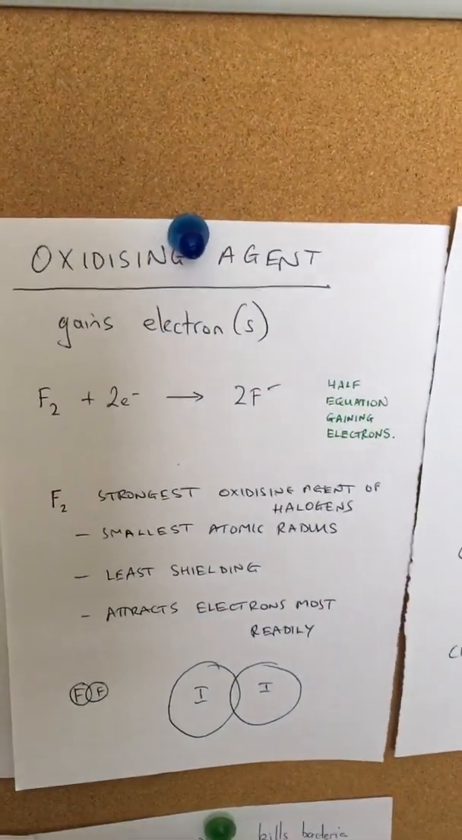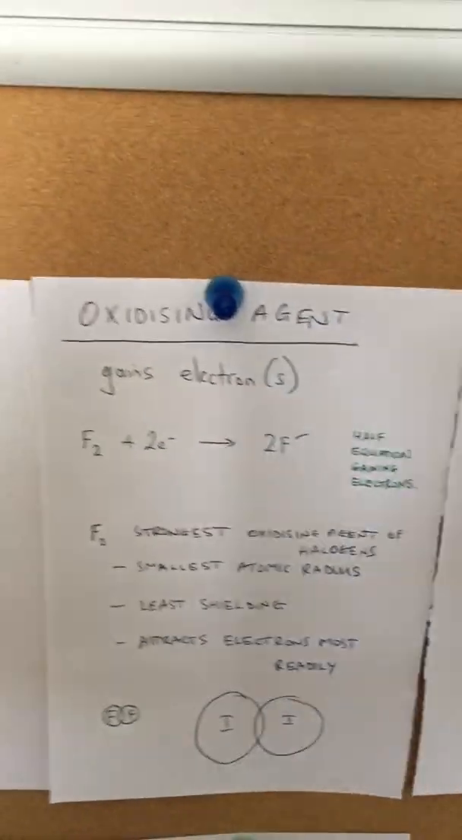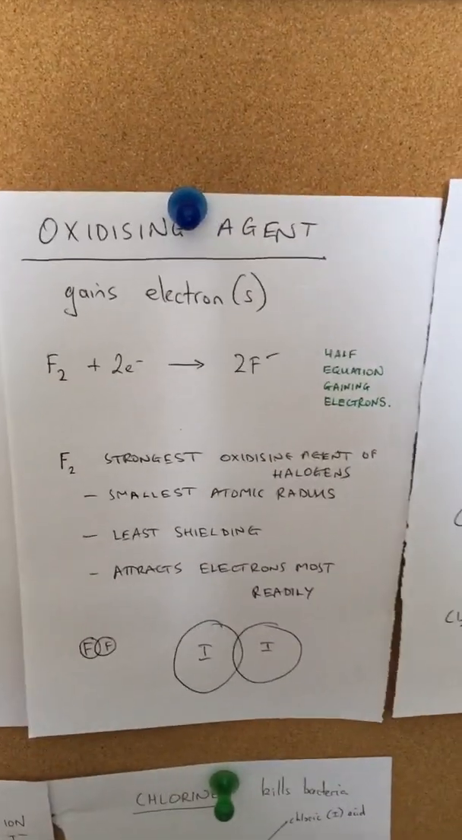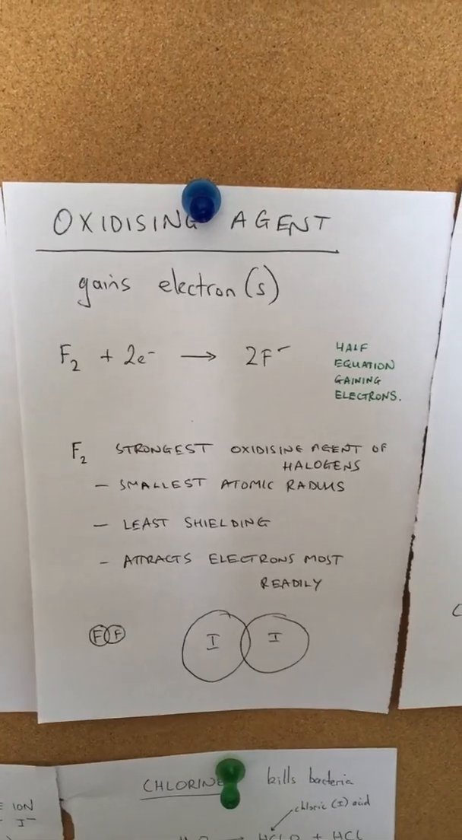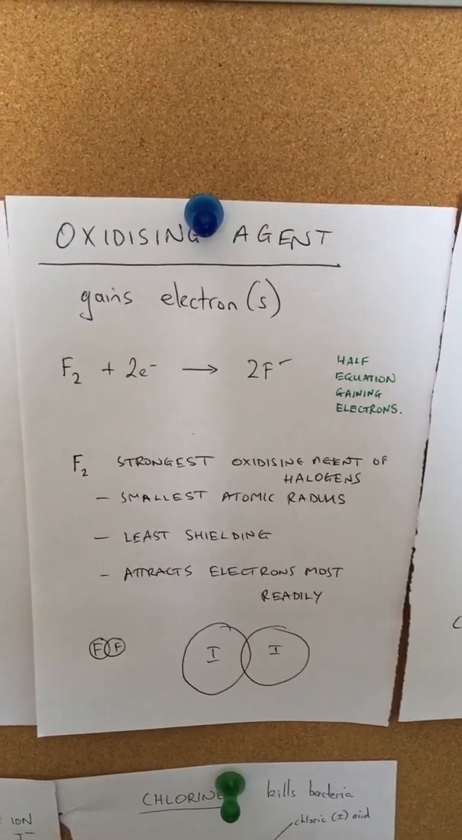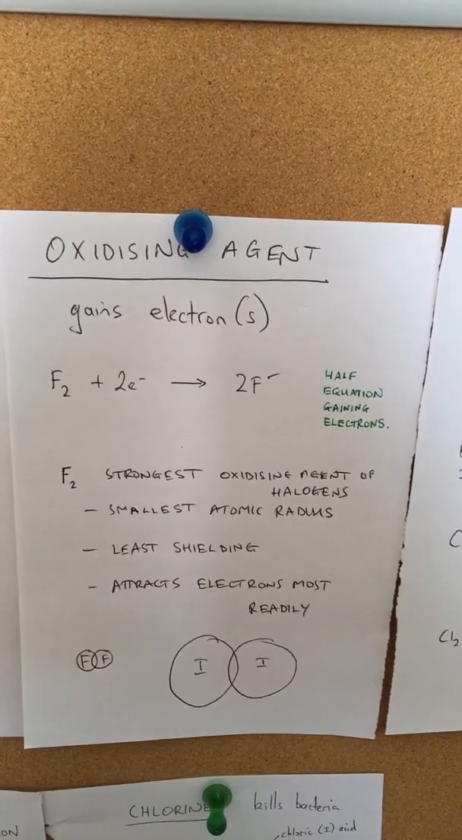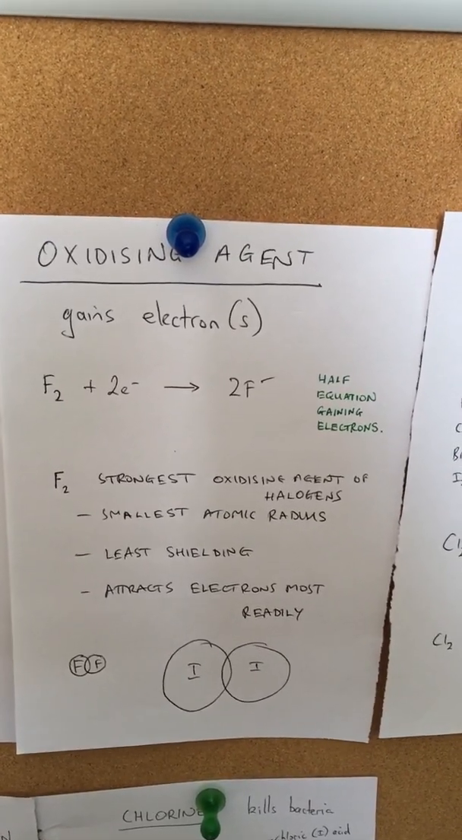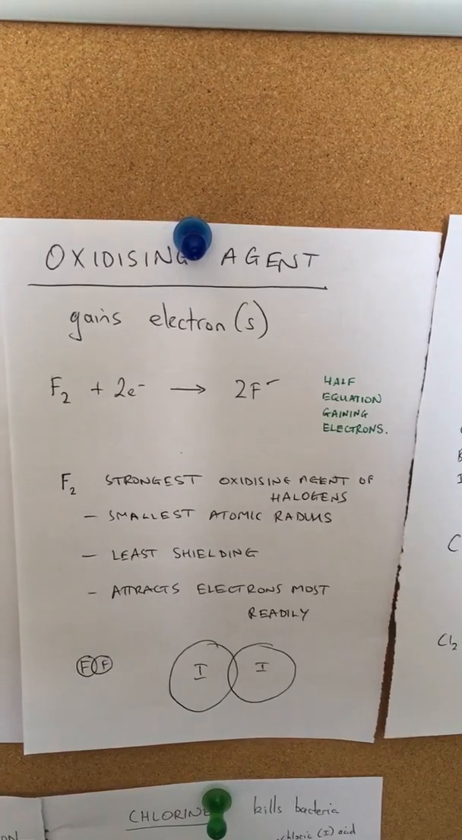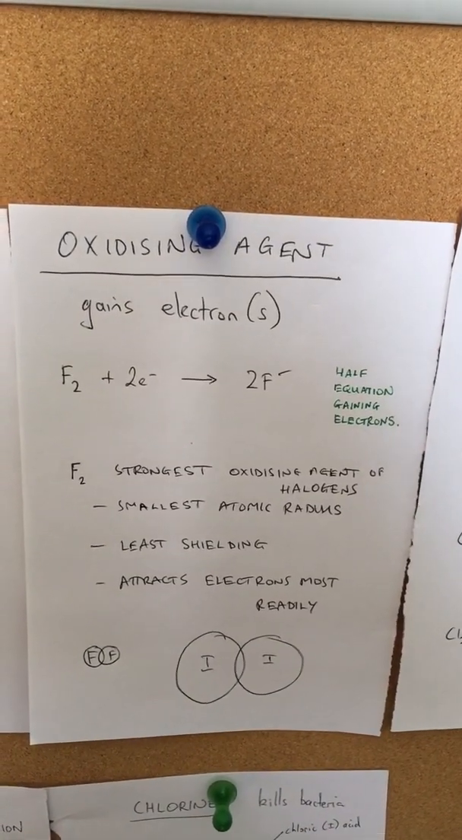Halogens as oxidizing agents. First off, the definition. So the definition of an oxidizing agent is it gains electrons. An example of a molecule like fluorine gaining electrons is F2 plus 2e minus goes to 2F minus. You can see it's gaining electrons. That's called a half equation.